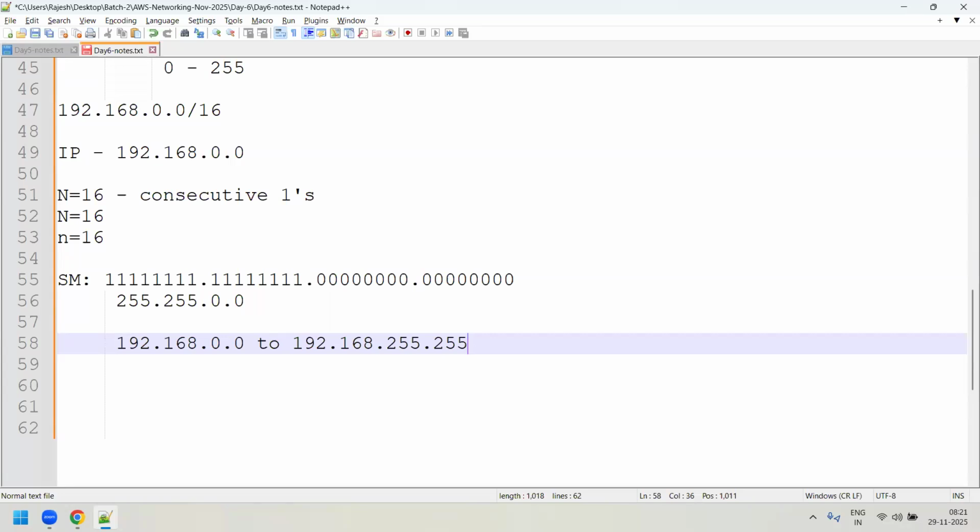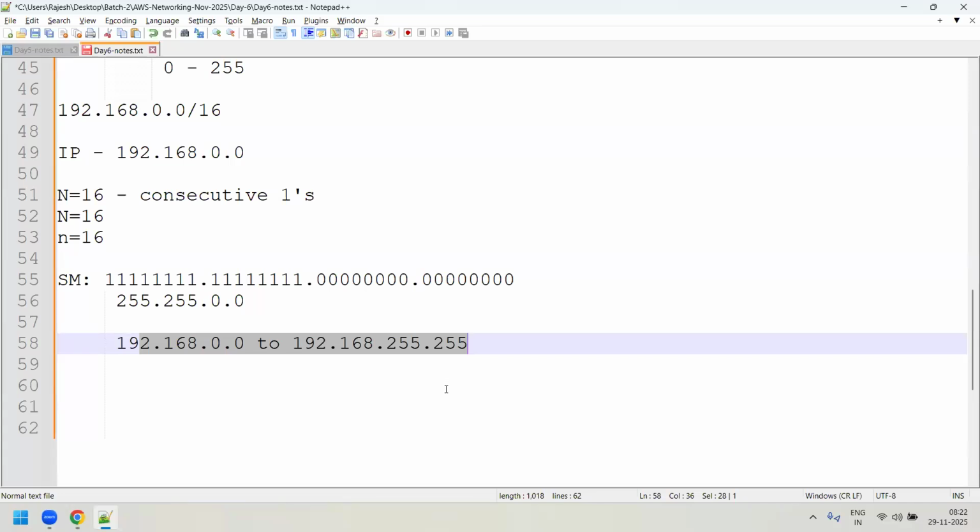So how many devices can you connect here? It will be 65,536. That many devices you can connect in this IP address range. Okay, sir. Good.